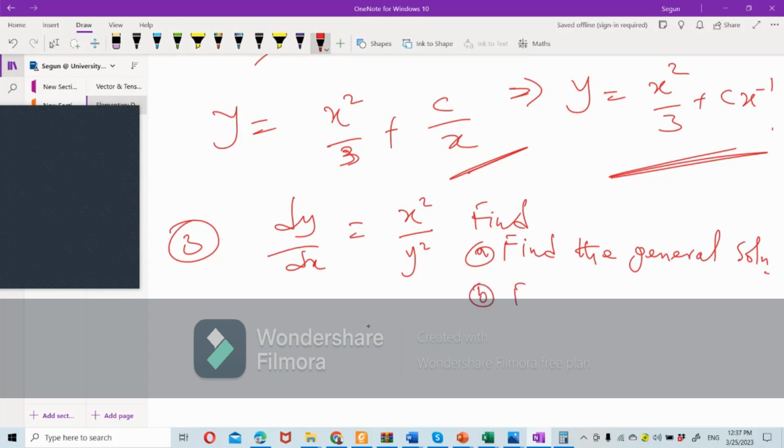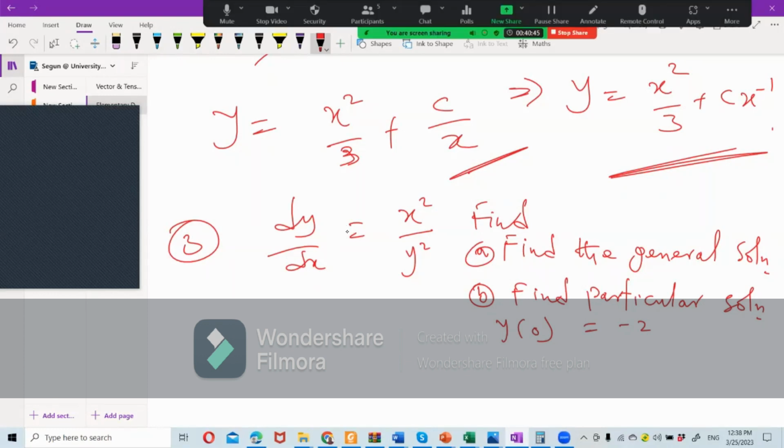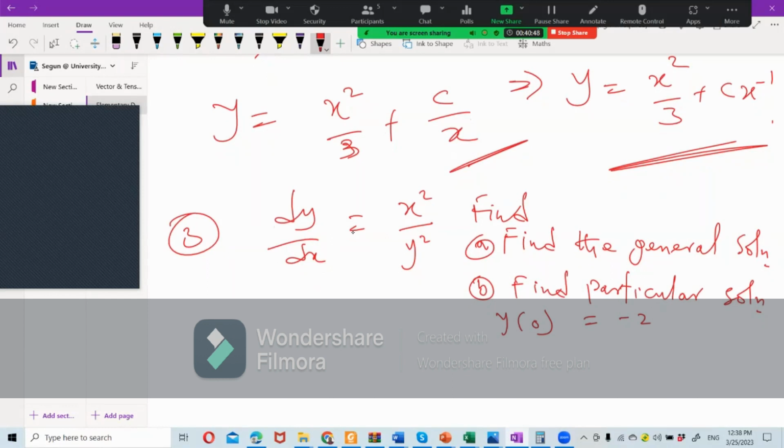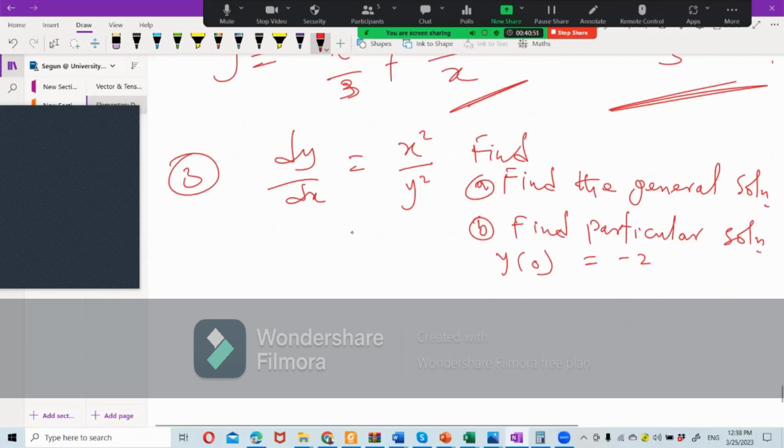B. Find the particular solution where your y of 0 equals -2. So you have to be careful at this point. I've seen this question before. Is it in your exam? So what do we do in this case? So it's a pretty simple solution.